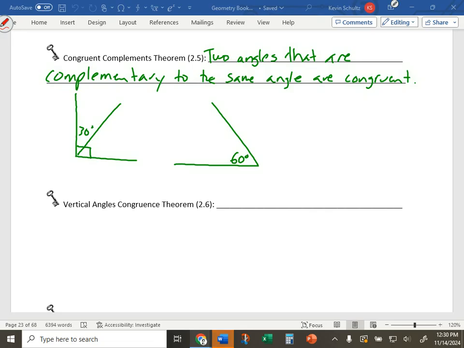Again, we can know without any labels on this other angle that these two angles are congruent, because in order to make that 90-degree right angle, this would have to be 60, and that's marked as 60. Therefore, they're both complementary to our 30-degree angle, and therefore are congruent. Questions on the congruent supplements or the congruent complements there? We won't use those too often, which makes it easy to forget.